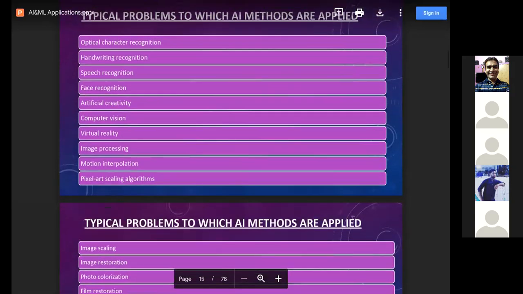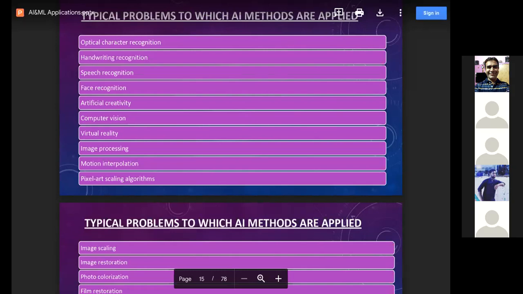Now, these are some of the typical problems where AI is being applied and used. That is optical character recognition, right? You must have seen the e-Vahan website or a Chalan system. What they do is they take a snapshot of any violation you commit in traffic, and it recognizes the number plate of your vehicle, maybe in any font or type, right? So it filters out and then recognizes from its data set.